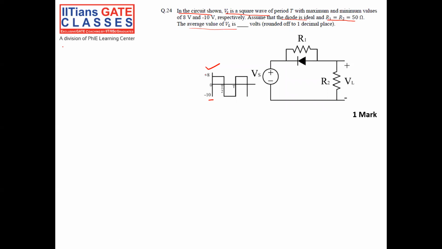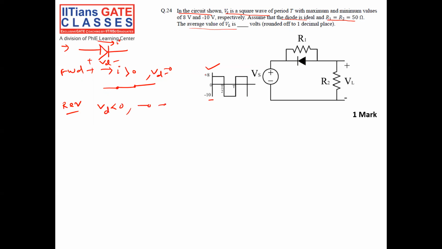First thing, you should understand what an ideal diode is. An ideal diode has two modes. One is forward bias: when the current is greater than 0, it will behave like a short circuit, Vd is equal to 0. In reverse bias, when Vd is less than 0, it will behave like an open circuit. This is my ideal diode.